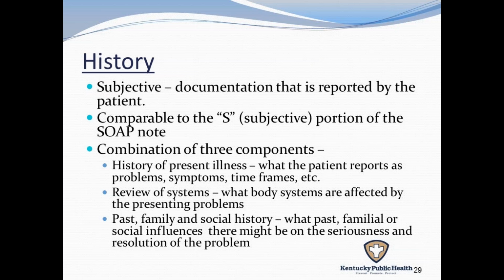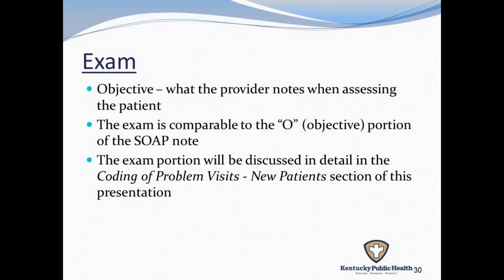So you have your subjective documentation that is reported by the patient. Like I said, I'm trying to refer it to stuff that you will know about and are aware of how you document. So that's your subjective portion of your SOAP note. Okay, this is where all of your history comes into play. It's a combination of three components: your history of present illness, your review of systems, and your past family social history.